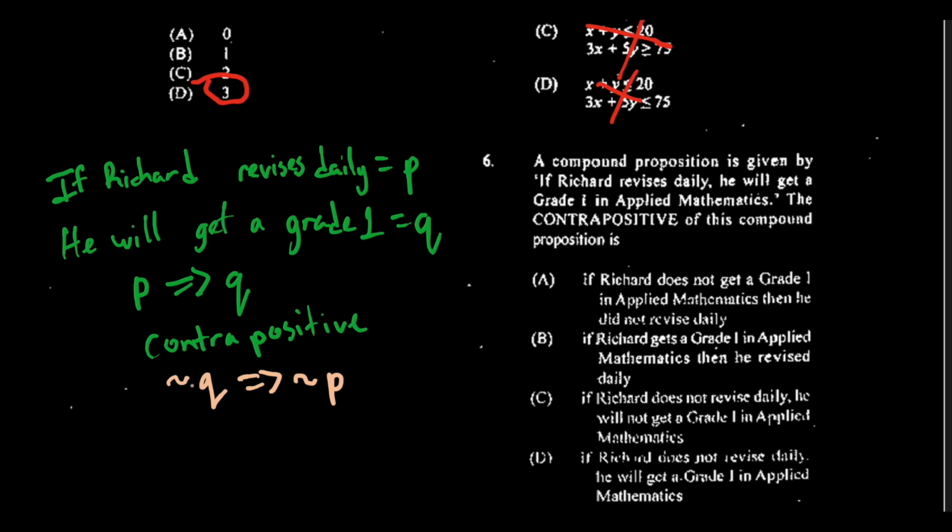So what we're saying is that if we want to find a contrapositive of this statement, we have to say it in a way that says not Q implies not P. So what this is saying now is, if Richard does not get a grade 1, so now we have to include that not get a grade 1, okay? If Richard does not get a grade 1, then Richard did not revise daily. So the closest one would be, if Richard does not get a grade 1 in applied mathematics, then he did not revise daily. So this one here is the closest to what we just described.